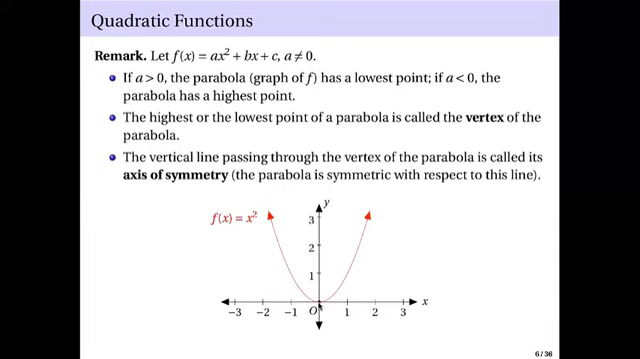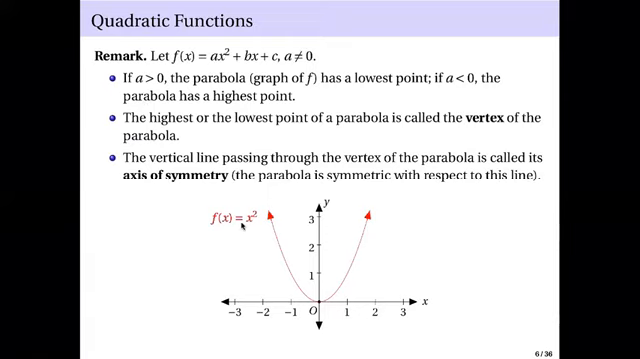And then the axis of symmetry is the line passing through the vertex. So the vertical line passing through the vertex. So this is the vertical line passing through the vertex. Okay? So it happens that this is the y-axis. But if you fold the plane along this y-axis, then this side will just overlap this graph here. So that's why it's the axis of symmetry. Or it is said that the parabola is symmetric with respect to this line.